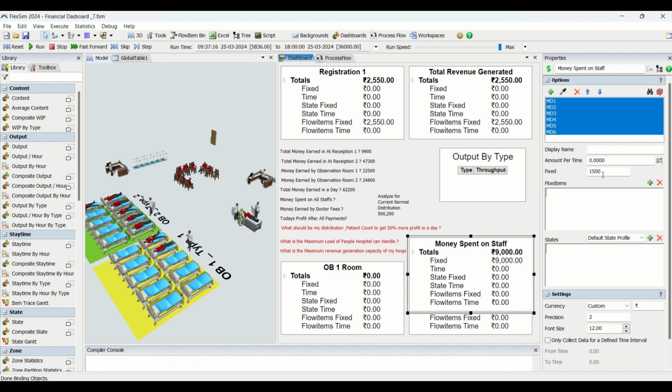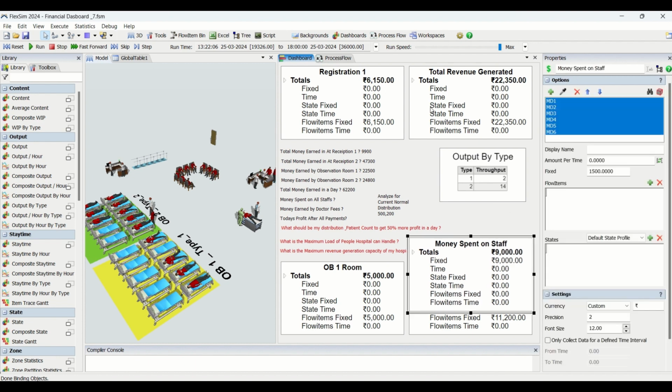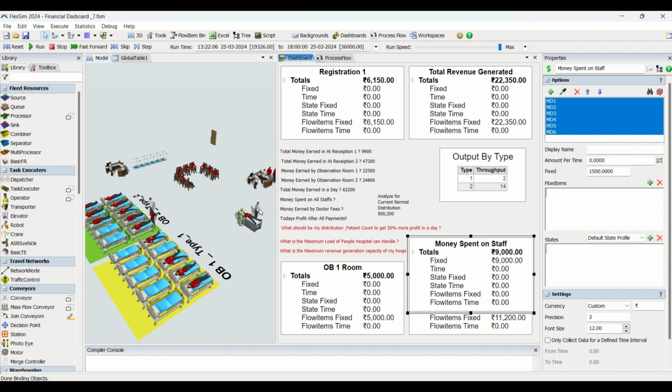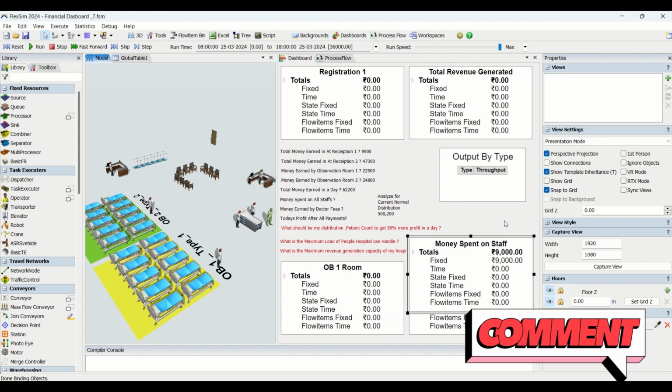So the value you entered here is the charge per person. So the statistical graph will be generated for all 6 people. So this is giving you the money spent on the staff: if your rate is 1,500 per person for 6 staff in your healthcare system, you will be charging 9,000 rupees. Okay, so this way you can use the financial statistics for the people working in this healthcare system.